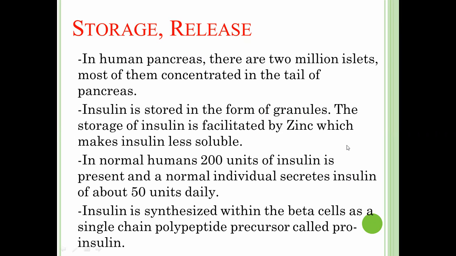The storage of insulin is facilitated by zinc, which makes insulin less soluble. Means zinc is used in its storage, and because of this it makes the insulin less soluble. In normal humans, 200 units of insulin is present, and a normal individual secretes about 50 units of insulin daily. How many units do we secrete daily? 50. We all secrete insulin daily. How many units?